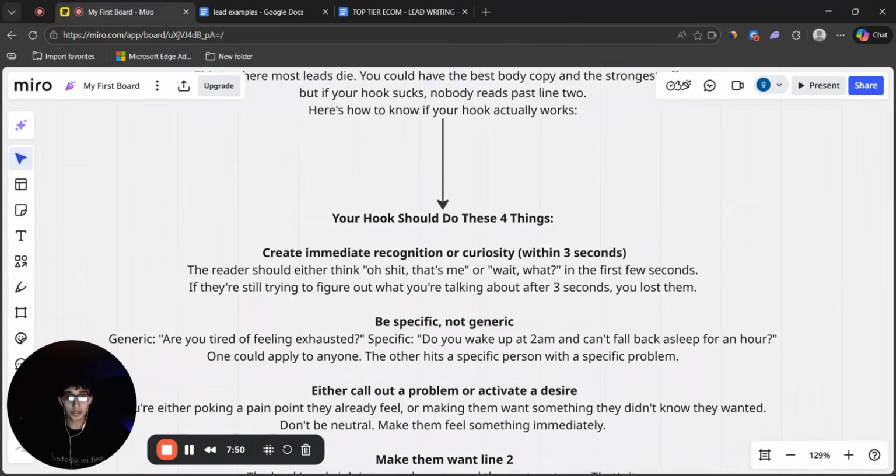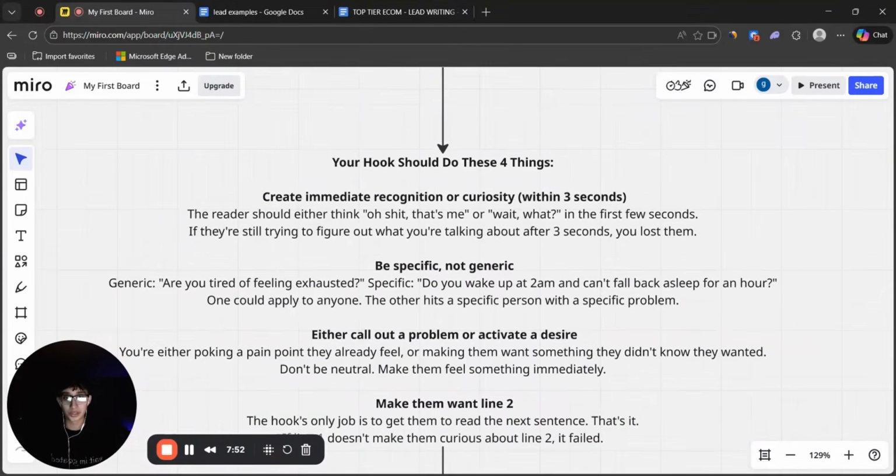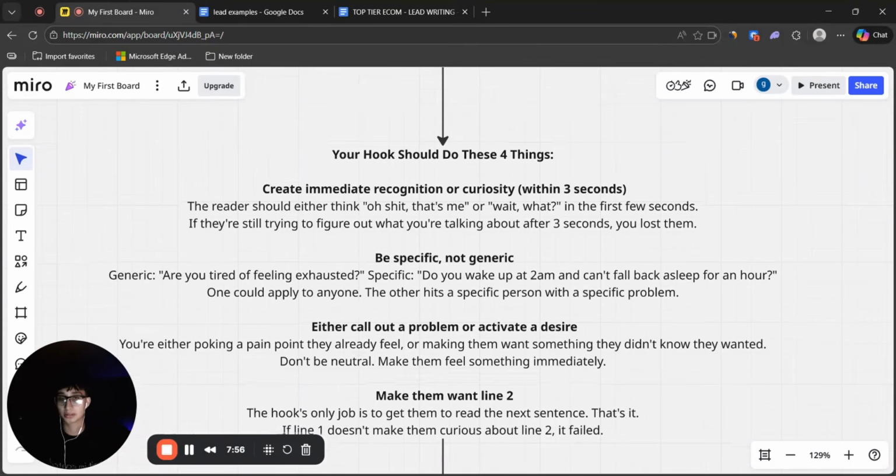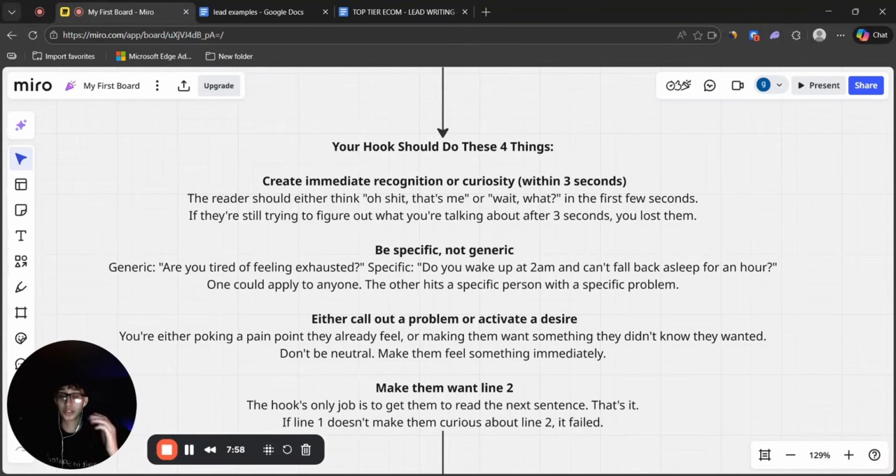Your hook should do these 4 things. First, create immediate recognition or curiosity within 3 seconds. The reader should either think, "Oh shit, that's me," or "Wait, what?" They should either instantly relate to it or feel very intrigued. If they're still trying to figure out what you're talking about after 3 seconds, you've lost them.